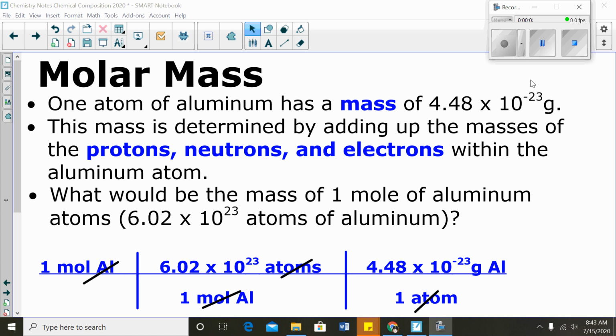This is Chemistry Unit 6, Chemical Composition, Molar Mass.